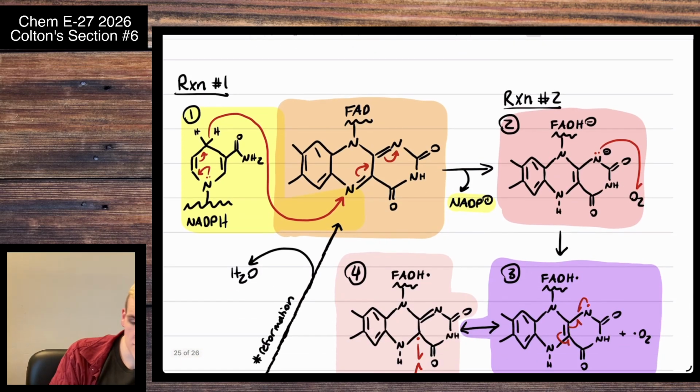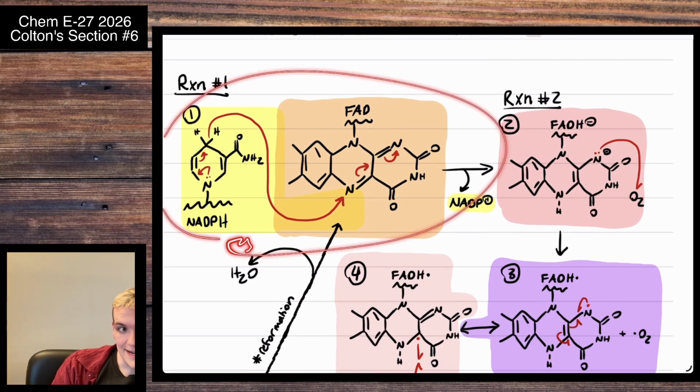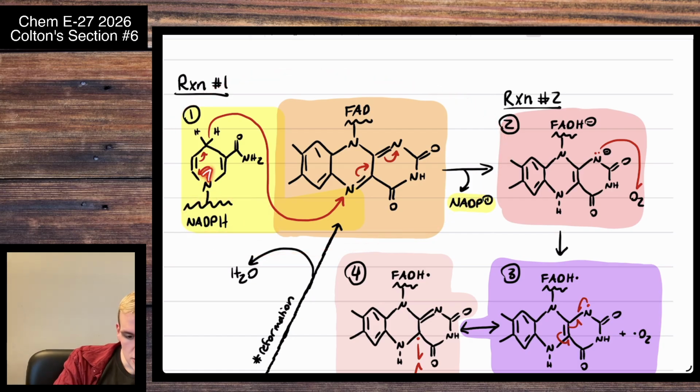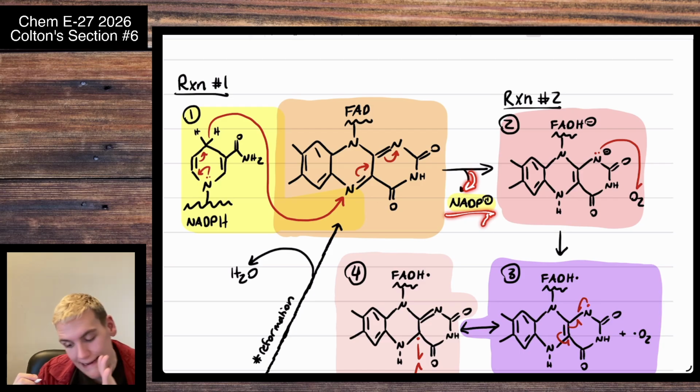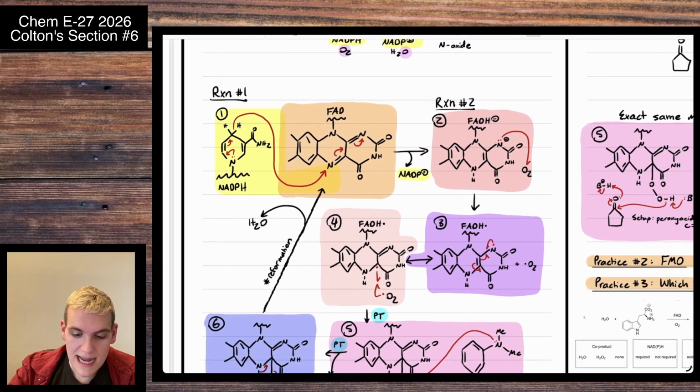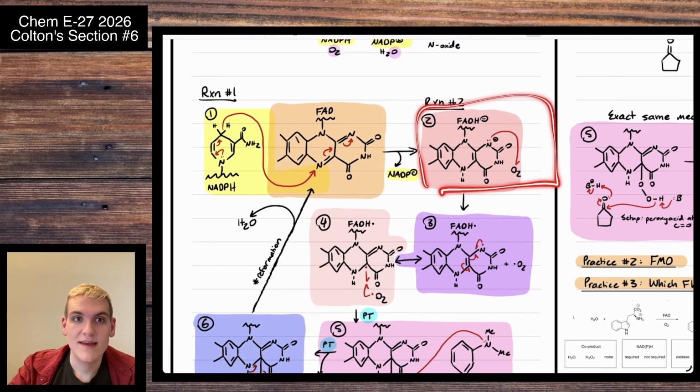We said that we need to start off by loading up FAD with a hydride from NADH or NADPH. In this case, we're using NADPH. So we push up to the stars and add a hydride onto the bottom of FAD and push up and up. Then we get an NADP plus kicked off, which you should draw the structure. I just didn't to save space, so draw the structure, please. Sorry. I hate it.